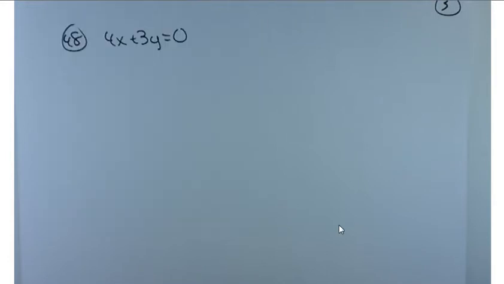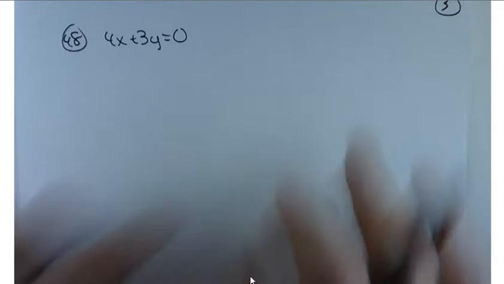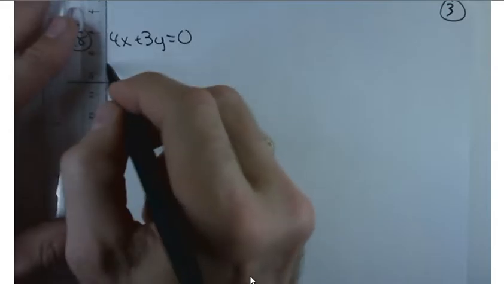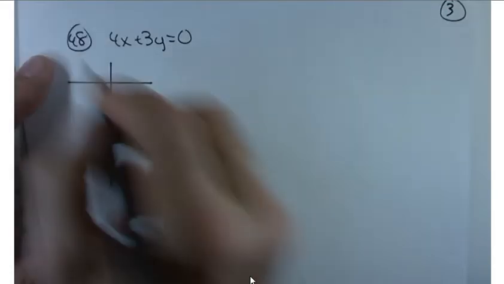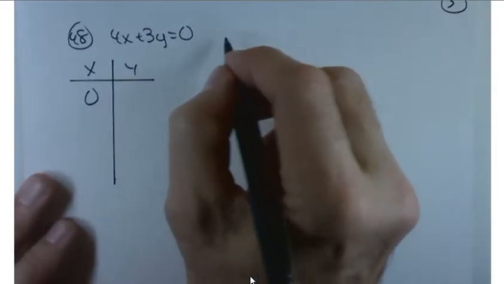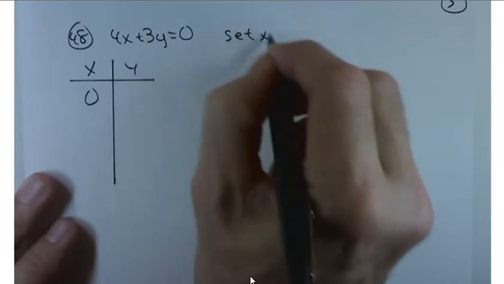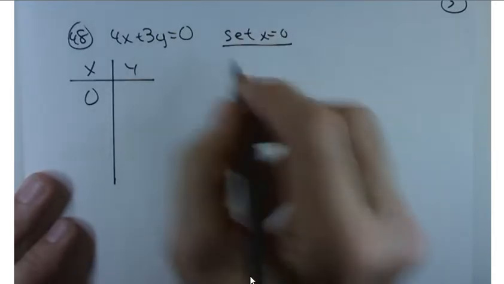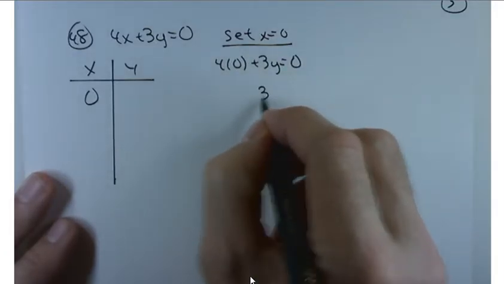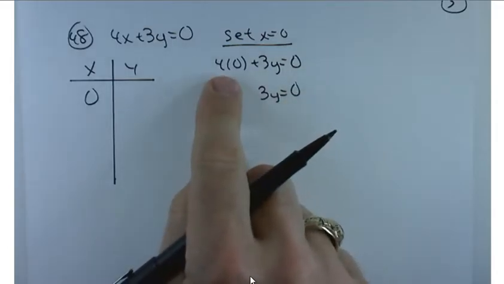Okay, so like the last couple, we're going to start out by finding the x and y-intercepts. So here and here, x and y. Let's begin by setting x equal to 0. 4 times 0 plus 3y equals 0. That simplifies, right? Because 4 times 0 just disappears. It's 0.